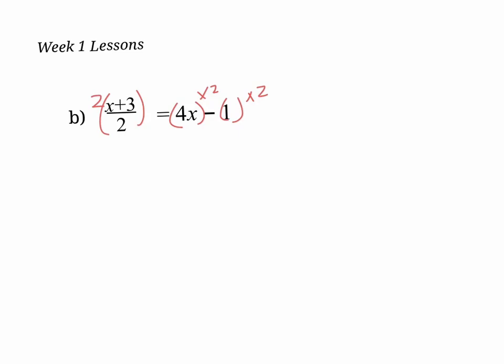So let's see what the next line is going to look like. Taking a look at this, it looks like a disaster, but this just says 2 divided by 2. So those 2 are going to cancel out. Gone. And then what am I left with here? I'm left with x plus 3.